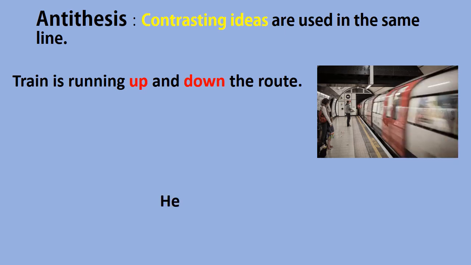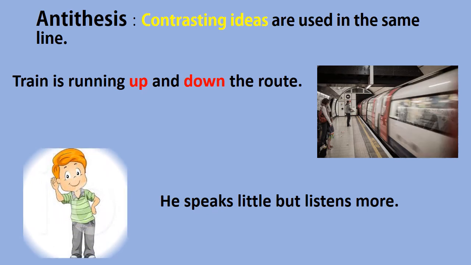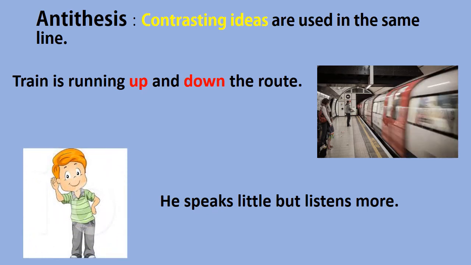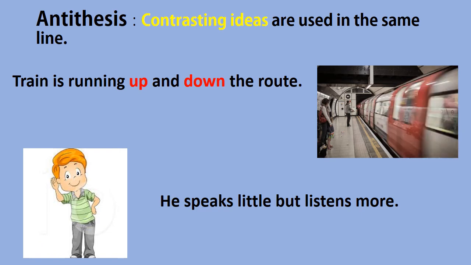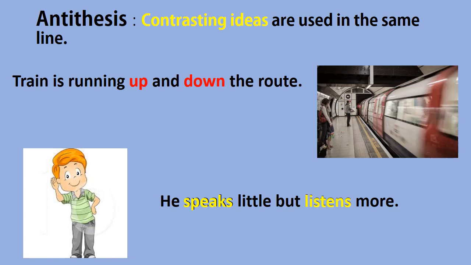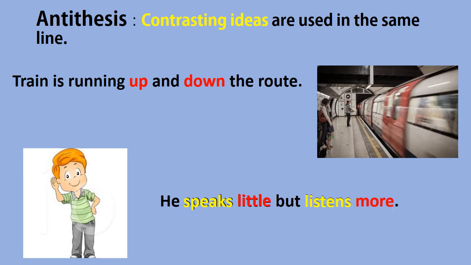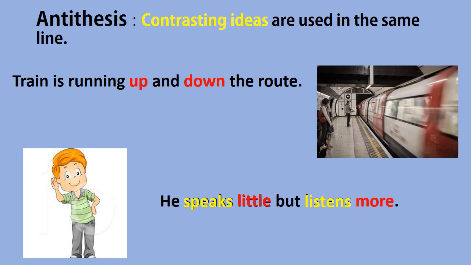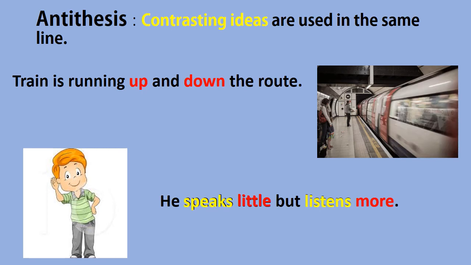The next example is, he speaks little but listens more. Here, there are two pairs of opposites. One is speaks and listens. Both are opposite. And little and more. This is also one other pair of opposites. So it's not that only one pair of opposites can be used. You can use more than one pair also.